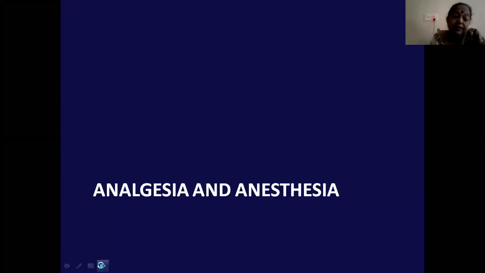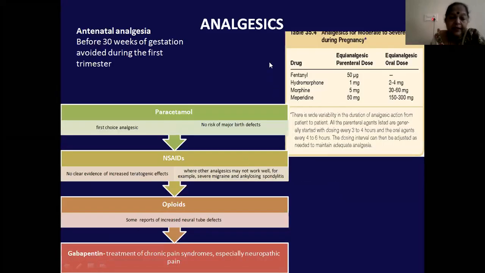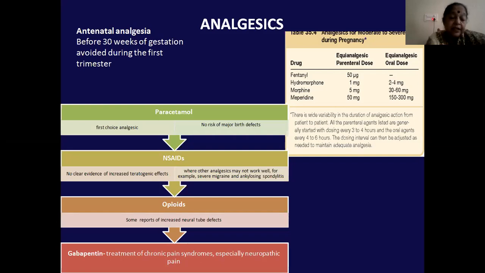About the analgesia and anesthesia, I just want to go through quickly. Many times the patient comes for some headache, some backache or something. So what antenatal analgesia can you use before 30 weeks of gestation, during the first trimester? Paracetamol is very safe and it is the first choice of analgesic. There is no risk of major birth defect. Of course, they say that if you are using paracetamol for longer duration, attention deficit disorders are very common. There are many papers published on that.